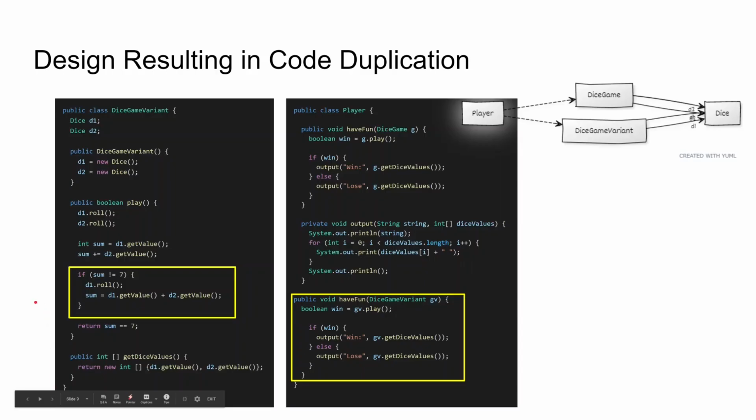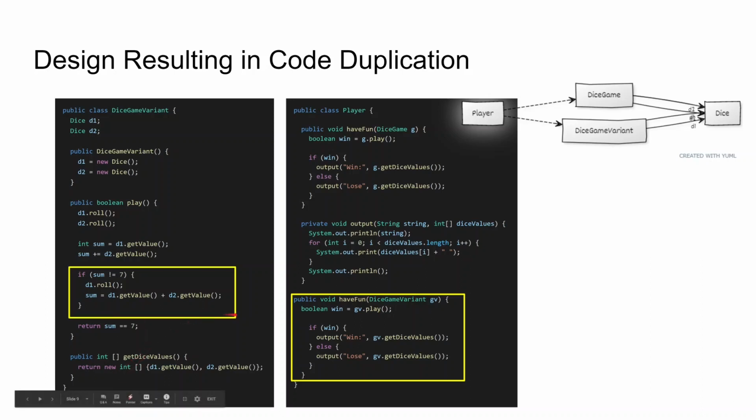So if we design this by not using inheritance, we get code duplication. We implement a new dice game variant here. It looks very much like the original dice game. You have 2 dices. We create the dices in the constructor. We call play. We roll the dice. We collect the sum, and if the sum is not 7, then we re-roll, and finally we return the win or not. And we have the get dice value.